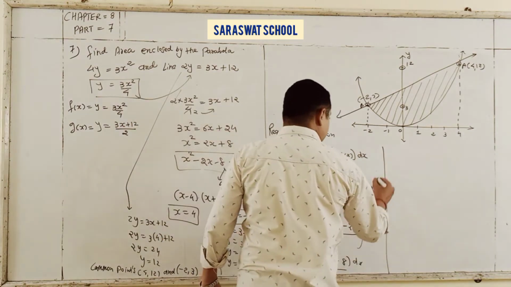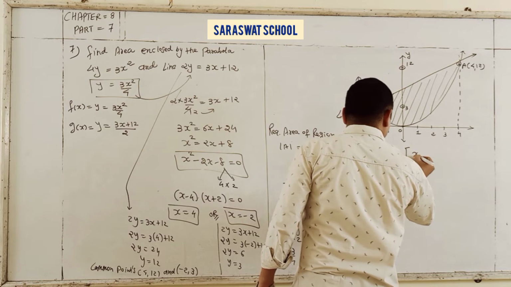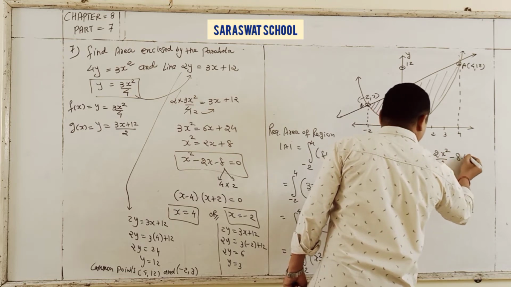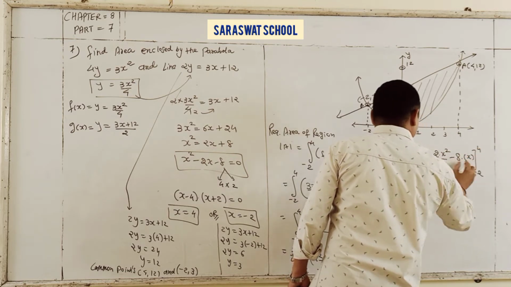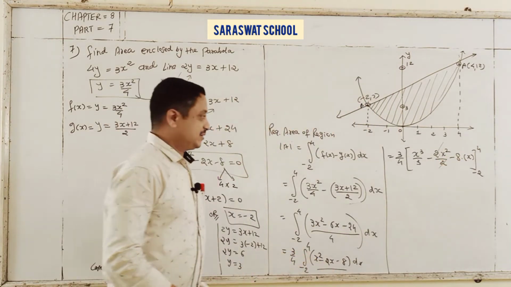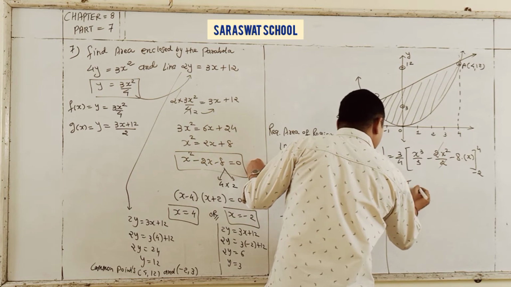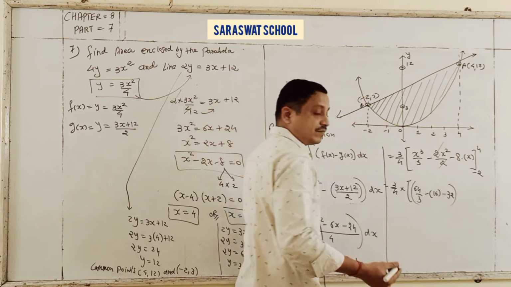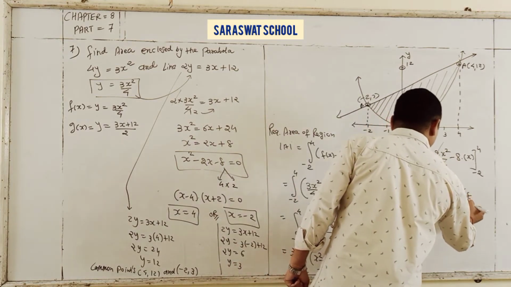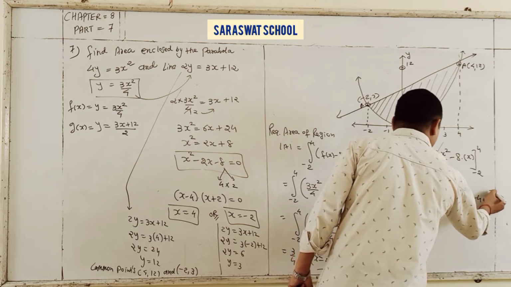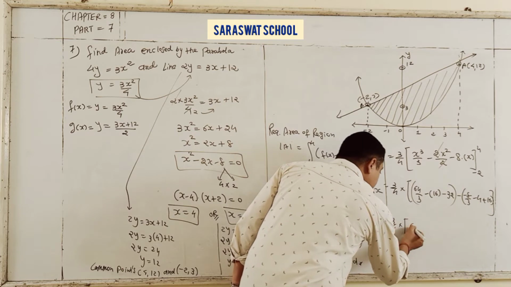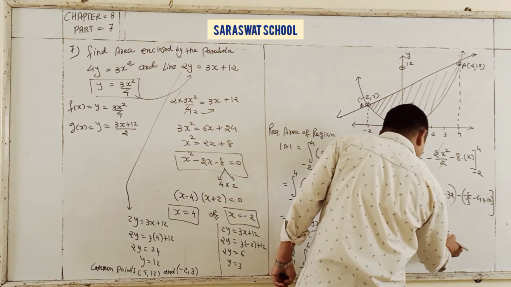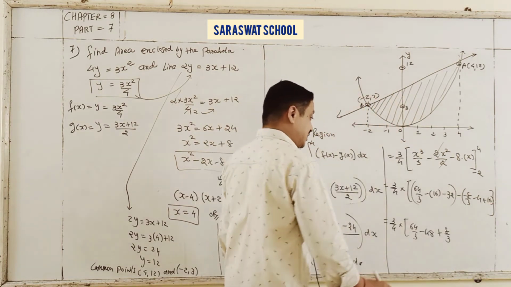So my area of the region, 3 by 4 the same, is x cube by 3, minus 2 x square by 2, and minus 8 x, and the limit is minus 2 to 4. Now calculate by putting the limits. Putting 4, it is 64 by 3, here 16, and 8 fours are 32, upper limit done. Minus, now the lower limit: minus 8 by 3, minus 4, and 8 twos are 16. So 3 by 4 the same, 64 by 3 minus 48, here plus 8 by 3, 16 minus 4, 12, but minus 12.